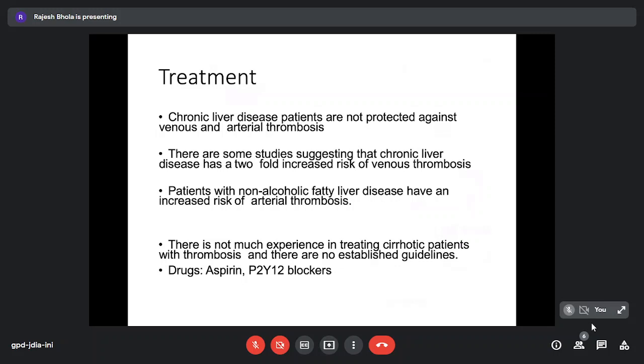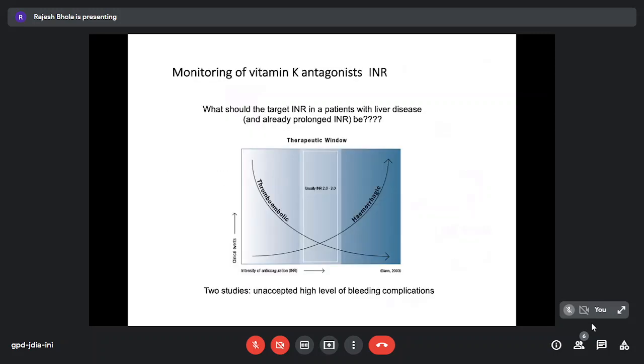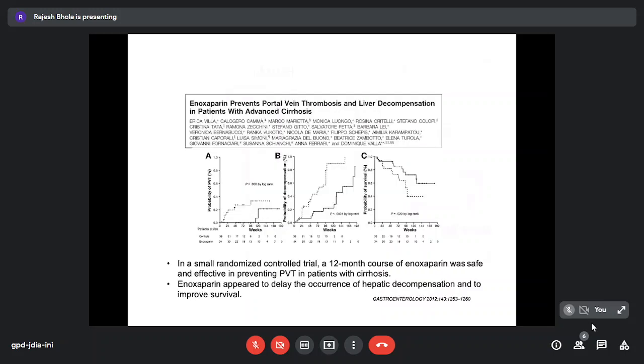Treatment: you can go ahead with aspirin or a P2Y12 blocker, but treatment with a vitamin K antagonist is controversial, and what the target INR should be cannot be decided, because by achieving a target INR you are making the patient more of a bleeder. If you are going below, maybe there will be more of a thromboembolic tendency. So two studies have shown there is no very acceptable therapeutic window in case of INR for vitamin K antagonist users, as far as INR is concerned.